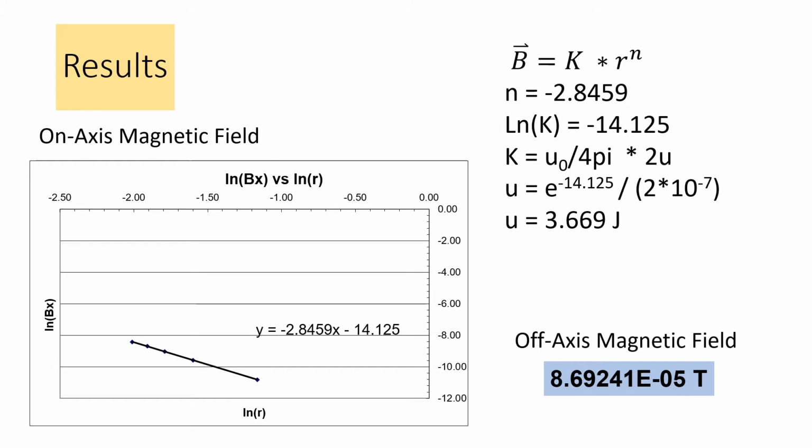This natural log can be used to solve for k, and as we know, k is a constant composed of mu naught over 4 pi multiplied by 2 times the dipole moment of the magnet. All those values are known except for the dipole moment, so it can be solved for, which in this case was 3.669 joules. The n component of r to the n was negative 2.85, which is approximately negative 3, as expected. The off-axis magnetic field was found to be 8.69 times 10 to the negative 5 teslas.